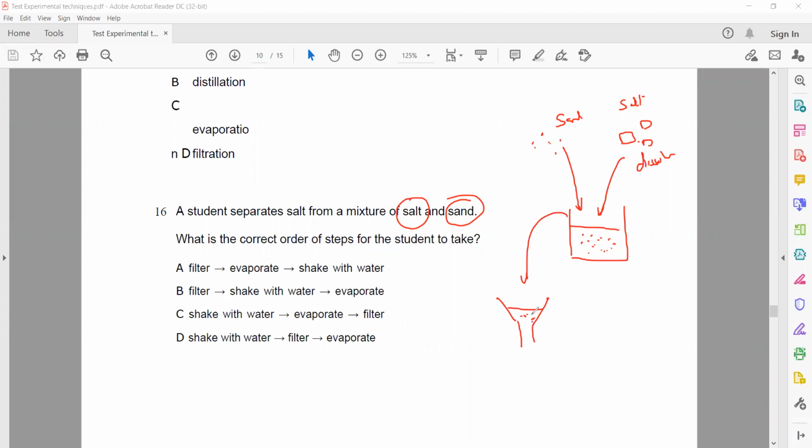The solid which is left on the filter paper, that is the residue, and the solution which passes through the filter paper, that's called filtrate. So we'll have a salt solution. And how to obtain a salt from the solution? Either use evaporation or crystallization. That's why first shake with water, then filter to remove sand, and then evaporate. That's why D is the right answer for this.